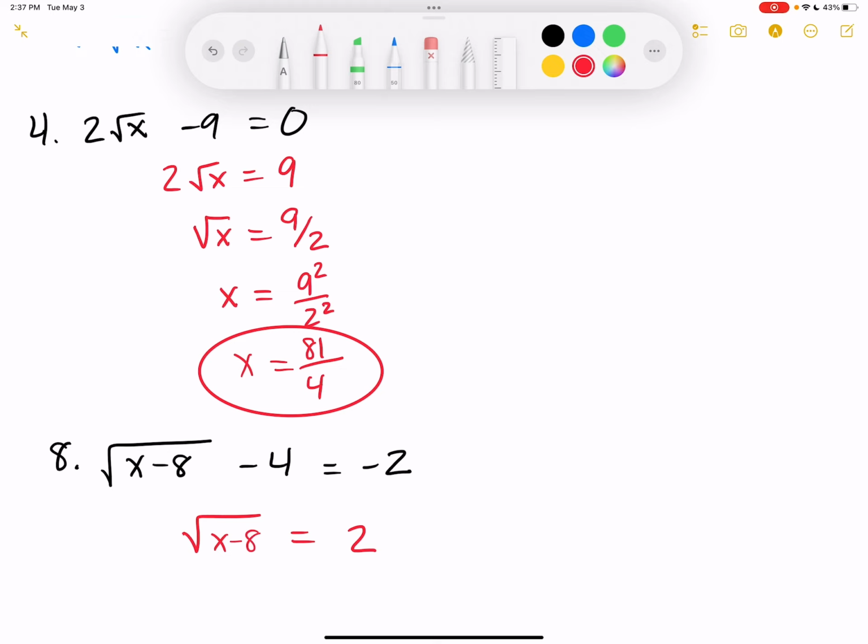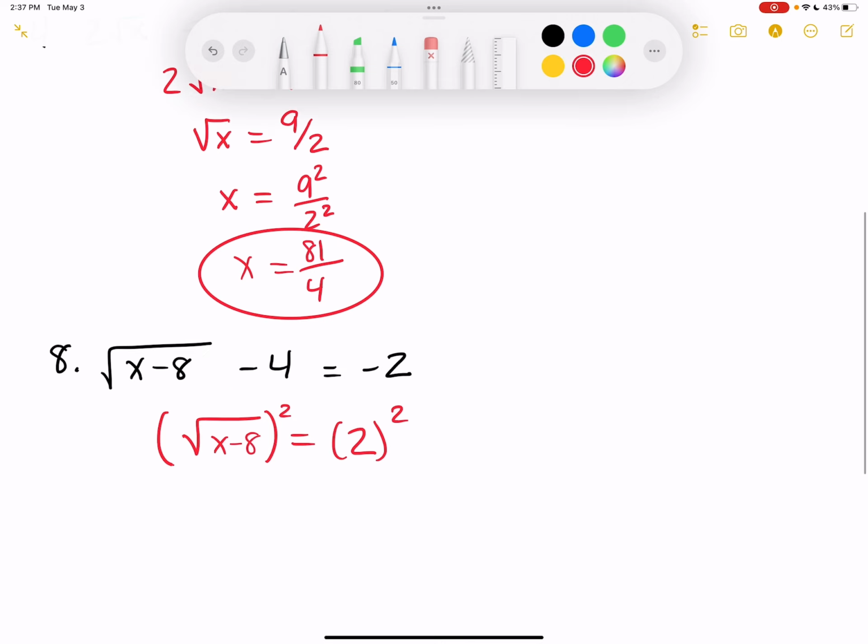Once I get to where there's just a radical left with a variable under it, I'm going to square everything. So I'm going to square the left side, and I'm going to square the right side. So the square root squared is just leaving you with whatever's inside. So x minus 8 equals 2 squared, which is 4. Add 8 to the right side, so x is equal to 4 plus 8, which is 12.